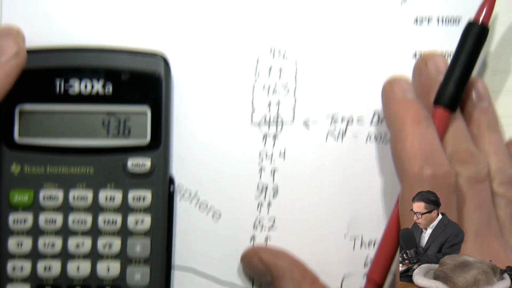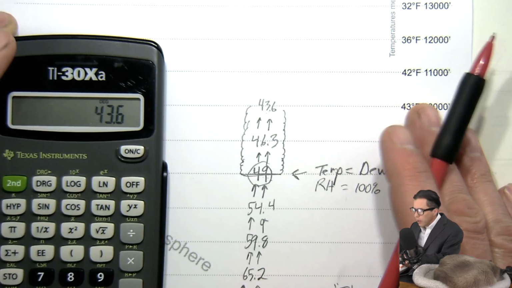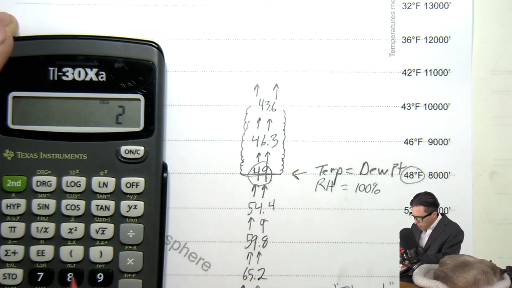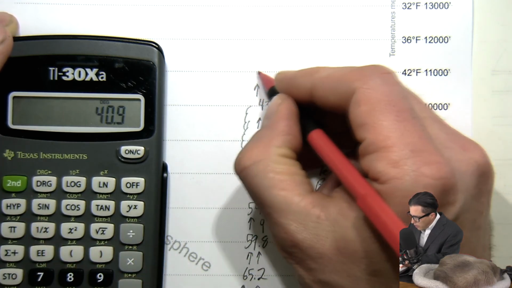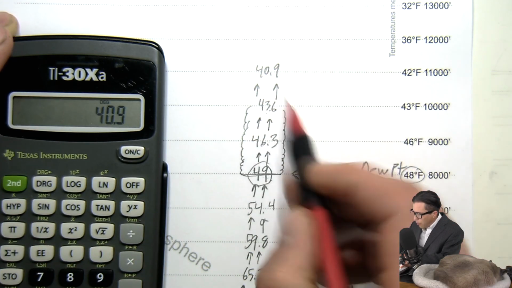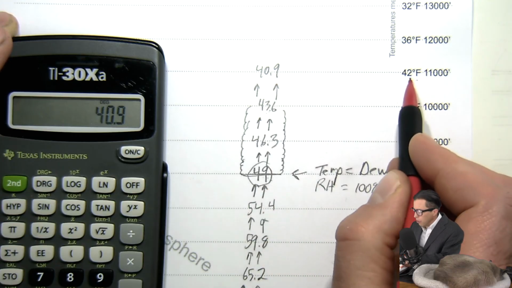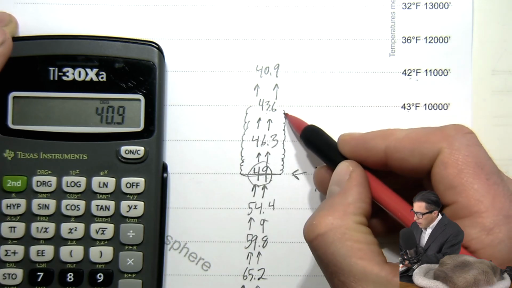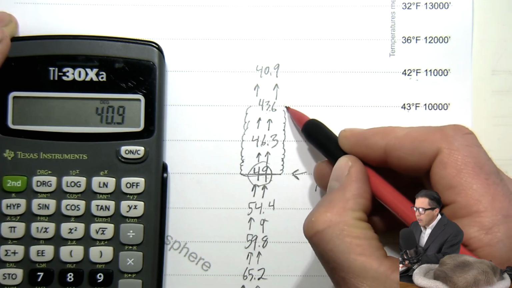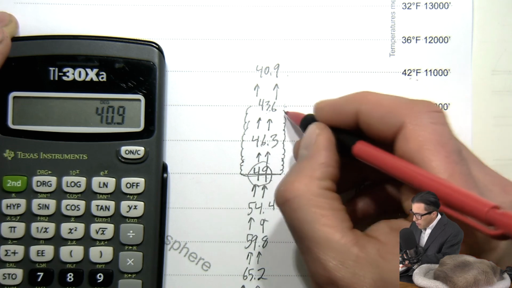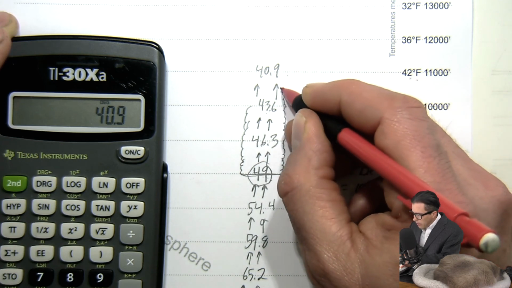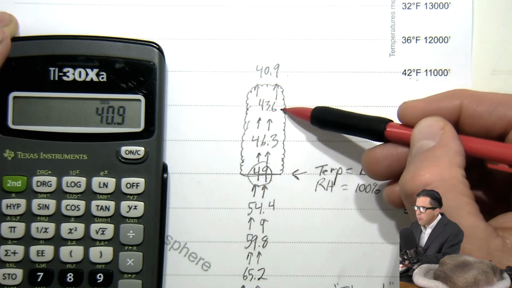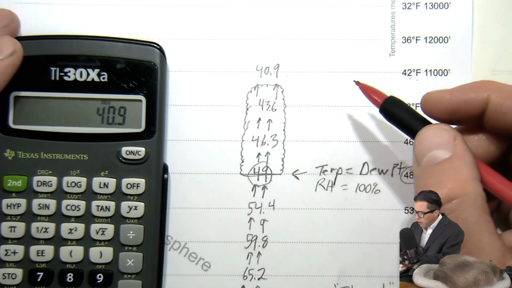43.6 is warmer than 43. So I keep going, and I try another 1,000 feet. So I subtract another 2.7, 40.9. Okay, 40.9 is colder than 42. 43.6 is warmer than 43. So we know that it gets past this line, but does not get to this line. So what I'm going to do is draw my cloud kind of like this. I'm trying to show that it gets somewhere between those two. I'm just going to draw it halfway.